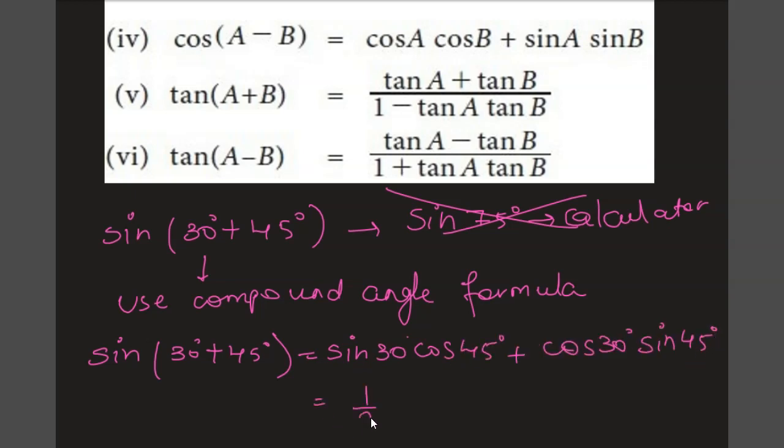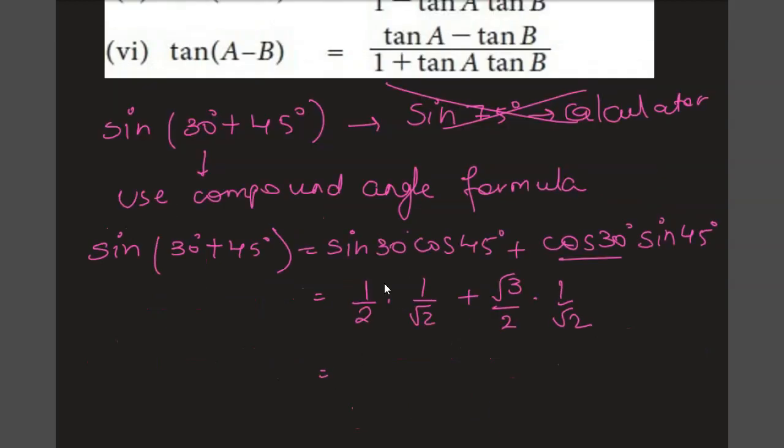As I know, sine 30 is 1 by 2, cos 45 is 1 by root 2, cos 30 is root 3 by 2, and sine 45 is 1 by root 2. We just have to multiply it and see what we get. Add this up, multiply this by this. I have the same denominators, so all I have to do is add my numerators. It gives me 1 plus root 3 over 2 root 2.